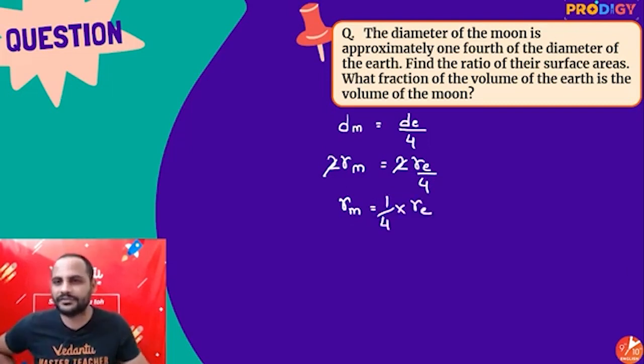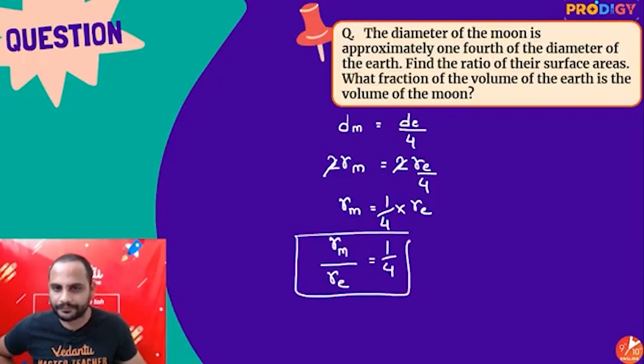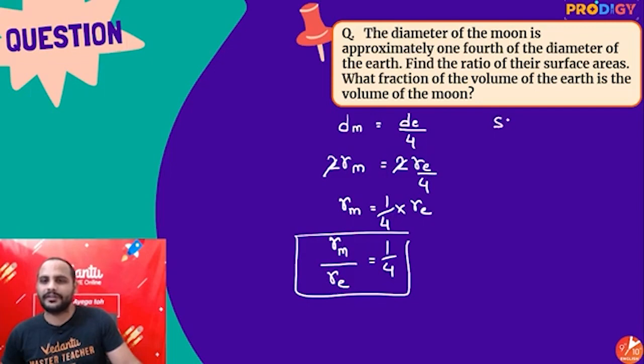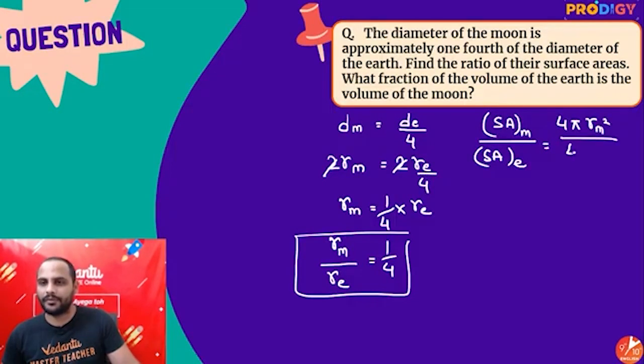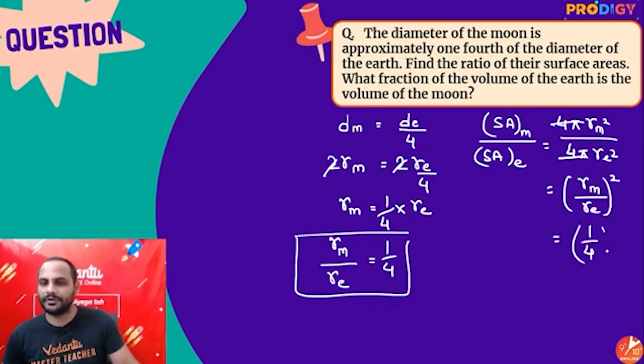Find the ratio of their surface areas. We can find out very easily. Ratio of radius of the moon to radius of the earth is 1:4. So surface area of the moon to surface area of earth will be equal to 4 pi into radius of the moon whole square upon 4 pi into radius of the earth whole square. This cancels. It is nothing but radius of the moon upon radius of the earth whole square, which is 1/4 whole square. So it is 1/16, 1:16.